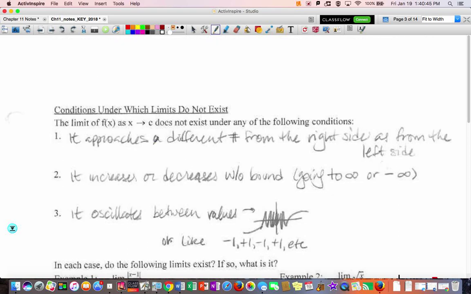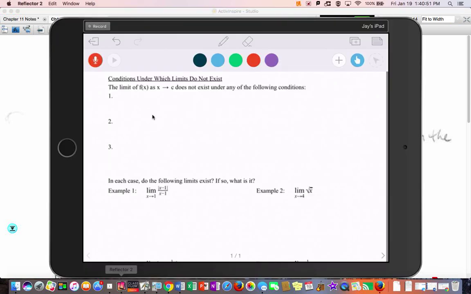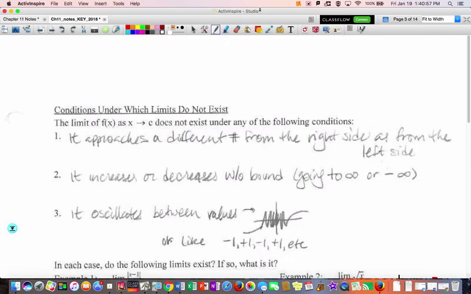All right, so you can write these down. These are conditions. We're going to write the conditions under which limits do not exist, these 3 things. And they are here. So it approaches a different value from the right-hand side and the left-hand side. So if I drew a picture, we're talking about 1 is going right here and 1 is up here or something. The arrows are not coming together.